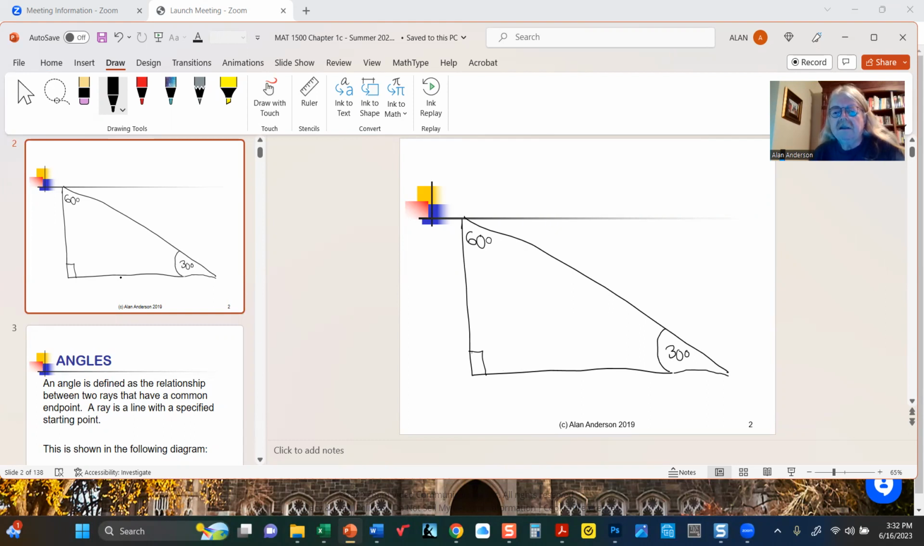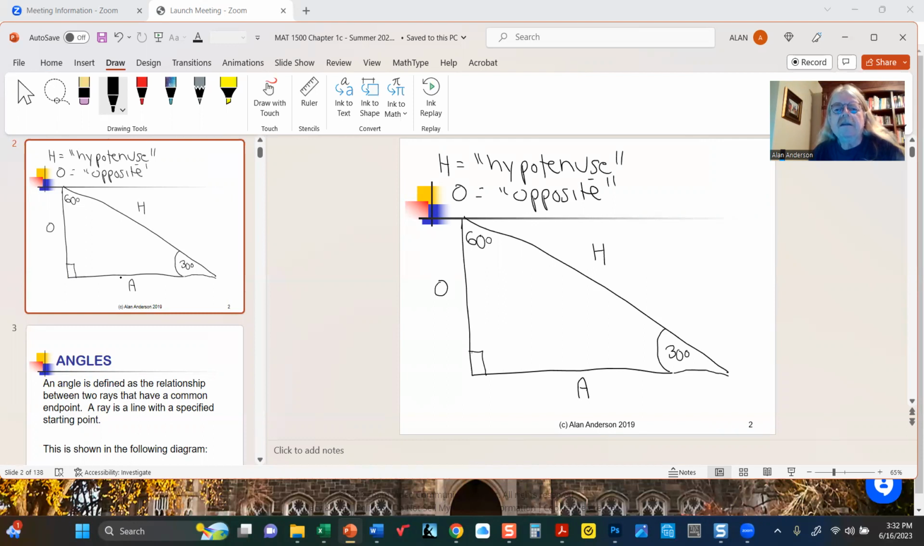So think of it as the sides in the following way. Relative to 30 degrees, this would be the opposite. This would be the adjacent side. Adjacent means it's right next to it. And then this is what we call the hypotenuse. Oh, yes, the hypotenuse. All right, so I'll just write these in as well. O is the opposite side, or just the opposite. And A is the adjacent side, or the one right next to it.